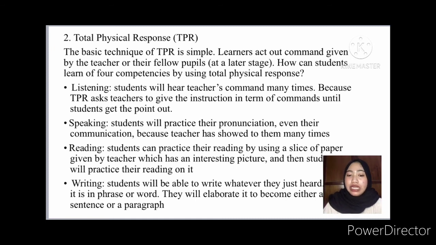The next is reading. In reading, a student can practice by using a slip of paper given by a teacher which has an interesting picture, and then the student will practice reading on it. And the last is writing. In writing, a student will be able to write whatever they just heard, even if it is a phrase or word. They will elaborate it to become either a sentence or a paragraph.